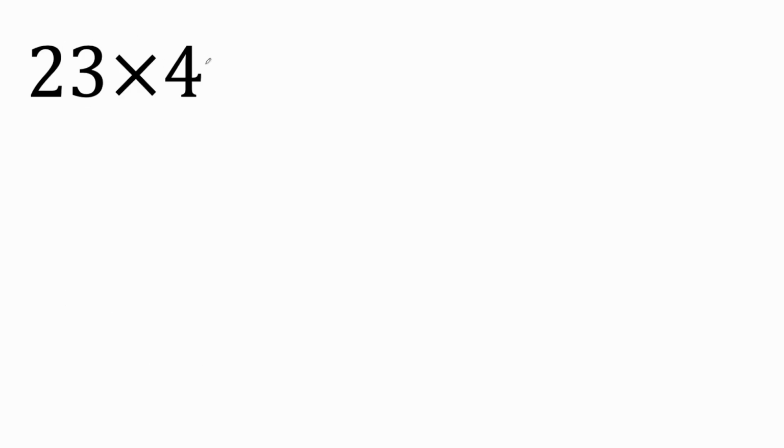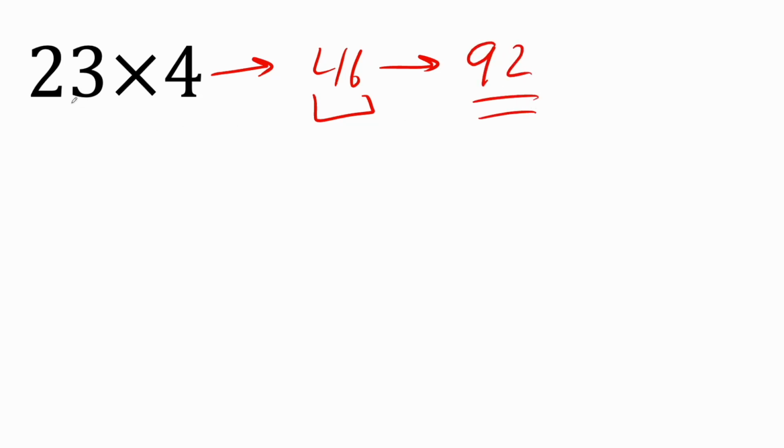So when we multiply by 4, we're doubling twice. So 23 times 2, double of 23 is 46. This is saying 23 times 2, we get 46. But we want times 4, so we need to double again. And so 46 times 2 is 92. And so our final answer is 92.